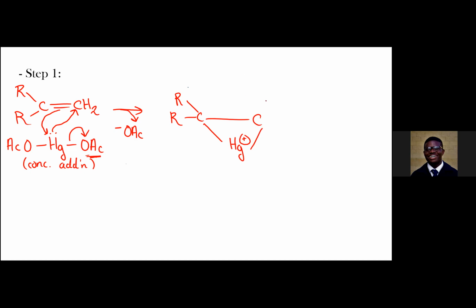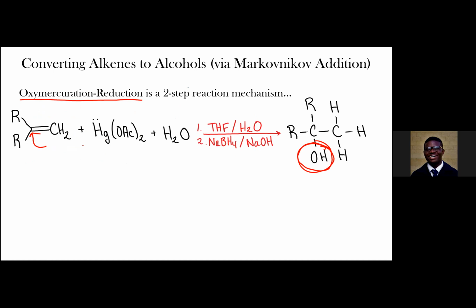And so if you remember, we also were doing this reaction with water. So let's go back for a second. We're doing this reaction with mercury acetate and water. The reaction is in this solvent, which is just the solution the reaction is taking place in, and it's called THF mixed with H2O. THF just stands for tetrahydrofuran. And then the second step in the reaction takes place in sodium borohydride, this NaBH4, with sodium hydroxide, this NaOH.